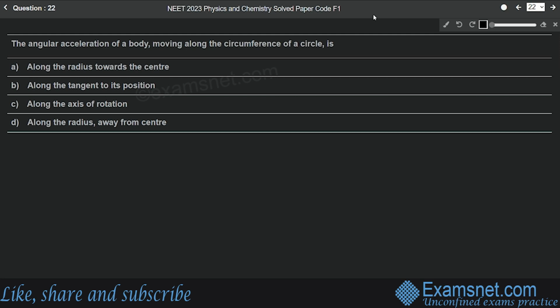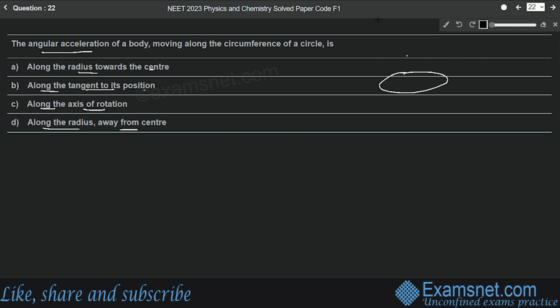Question number 22 is related to rotational motion, and the question is the angular acceleration of a body moving along the circumference of a circle is option A along the radius towards the center, option B along the tangent to its position, option C along the axis of rotation, and option D along the radius away from the center. Okay, so this is a direct question.